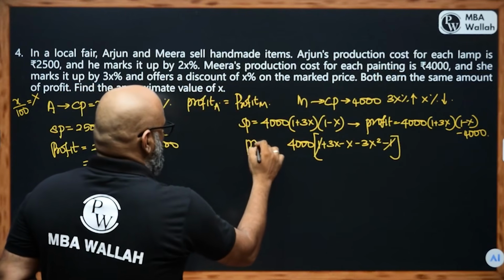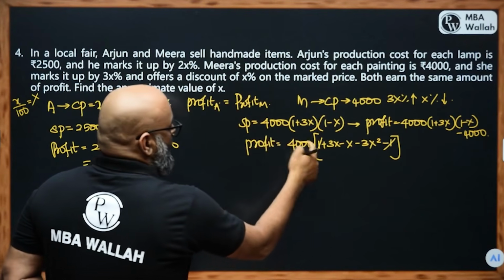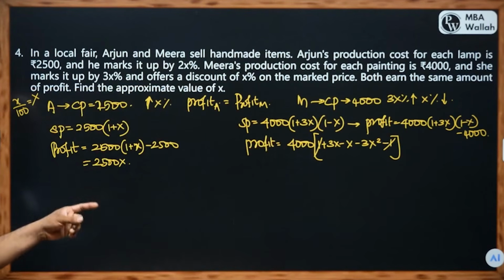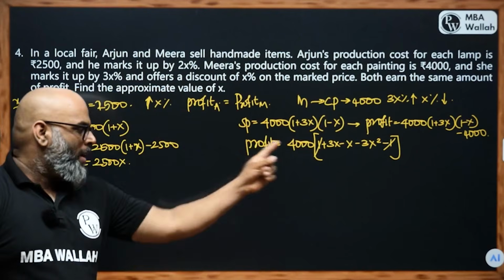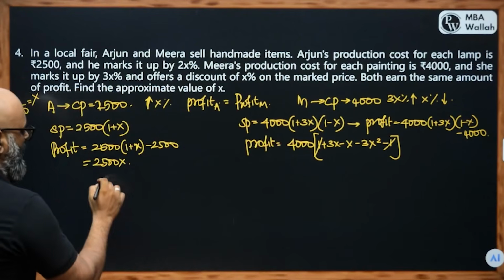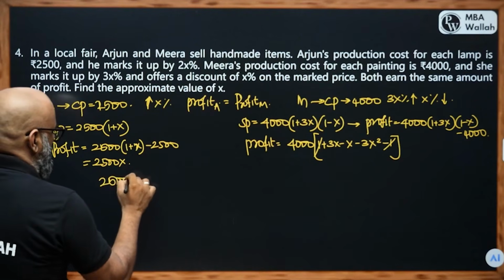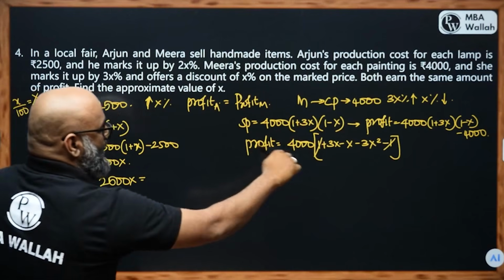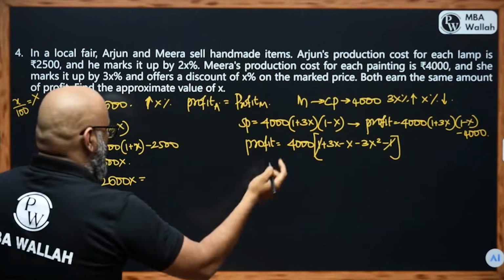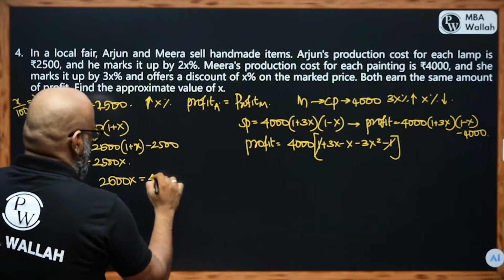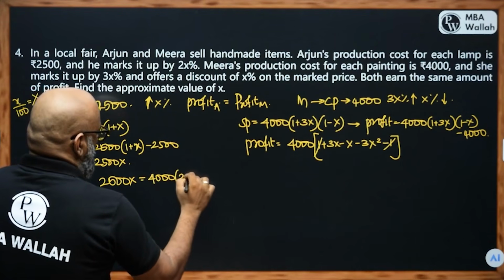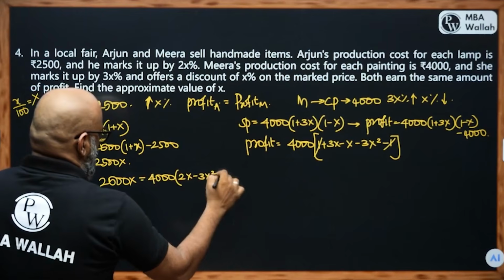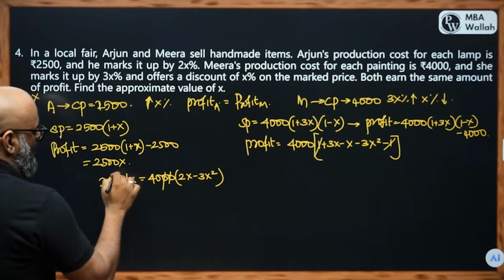This is profit, right? So this is also profit. We are going to equate these two. So you'll get 2500x is equal to 3x minus x is 2x minus 3x square, over 4000. 2x minus 3x square.